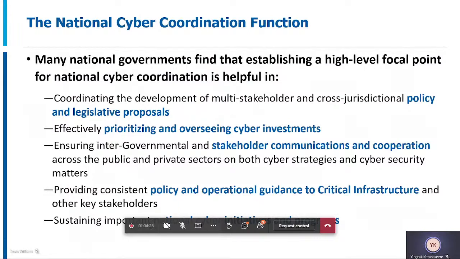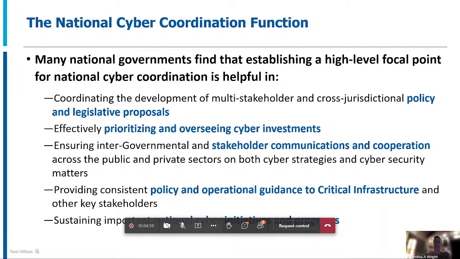For this reason, many governments find that establishing a single high-level focal point for national cyber coordination is very helpful, like a particular ministry or an office under some empowered part of the government. Some of the things a national cyber coordinator can help with is developing policy and legislative proposals to make sure that the nation's laws reflect your needs in cyberspace and that your policies are in place to support and enforce those laws.